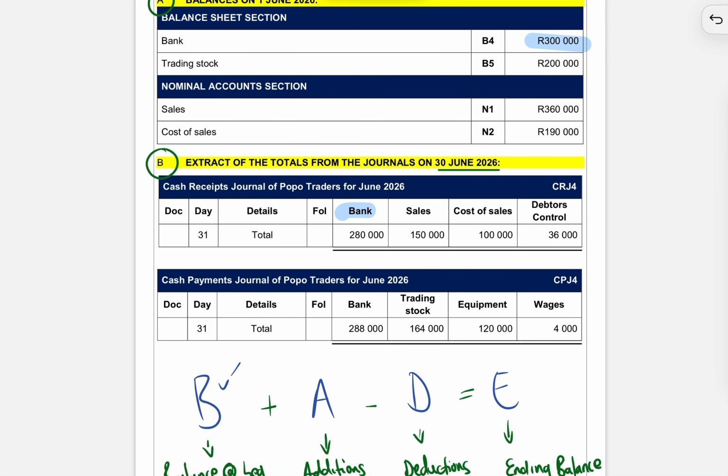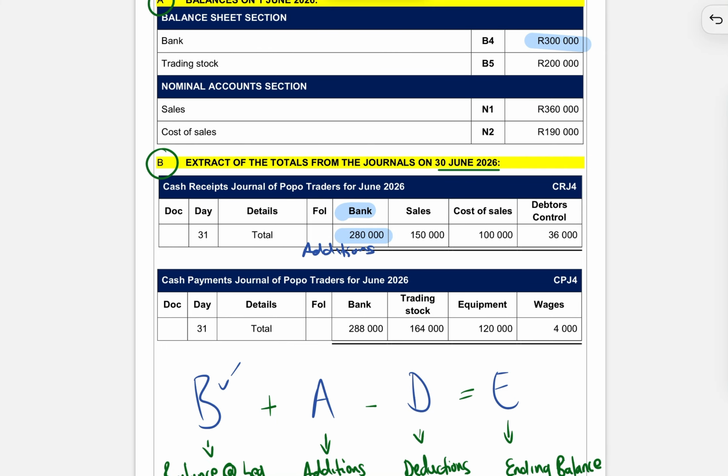So since this is the cash receipts journal, the total that is under the bank column there represents the cash that has been received by the business during the month of June. So this is the additions that we are looking for. So I'll write here additions. Don't take the sales amount. Don't take the cost of sales amount. Don't take the debtors control amount. We are only working on the bank account. Okay, so we need only the information relating to the bank account.